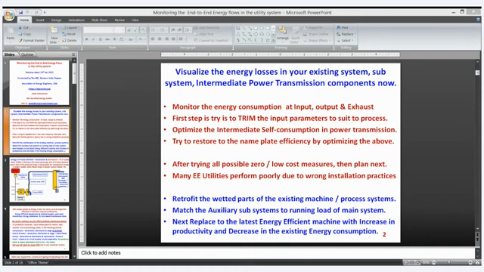Then the auxiliary systems of the main utility systems are all designed for 100% of the system, the full load output of the system. But if the industry is in lean mode production, the auxiliary systems have to be monitored and optimized to suit the main system's input and output, so that the auxiliary system is also stabilized. Then comes the replacement with the latest energy efficient machines, which increases the productivity as well as reduces the energy consumption.